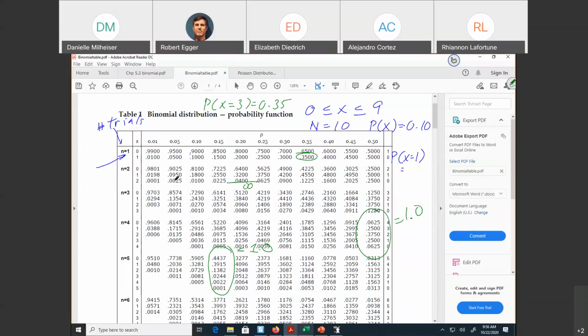0, 0, 4 plus 2 is 6, 6 plus 4 is 10. 6 plus 1 is 7, plus 3 is 10. Adds up to 1. That's got to happen, because basically this is your sample space here. The sample space is getting 0 of them, 1 of them, 2 of them, or 3 of them.